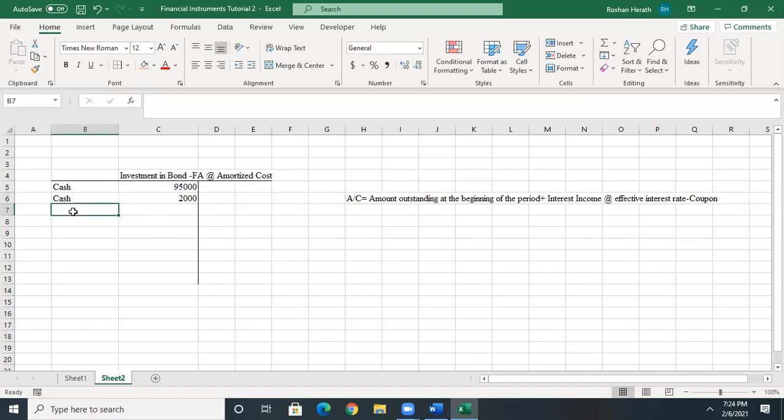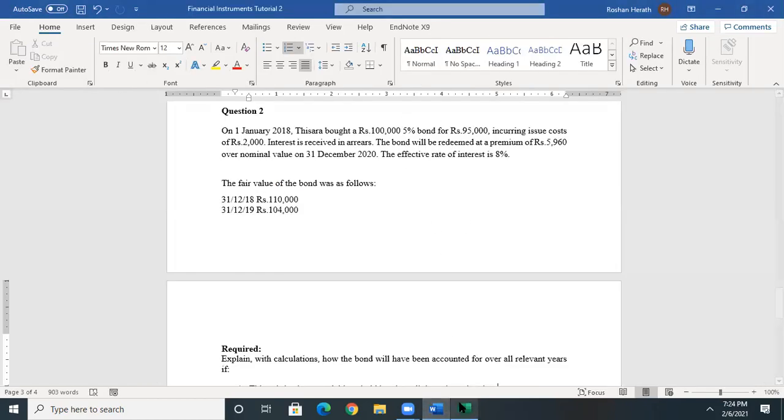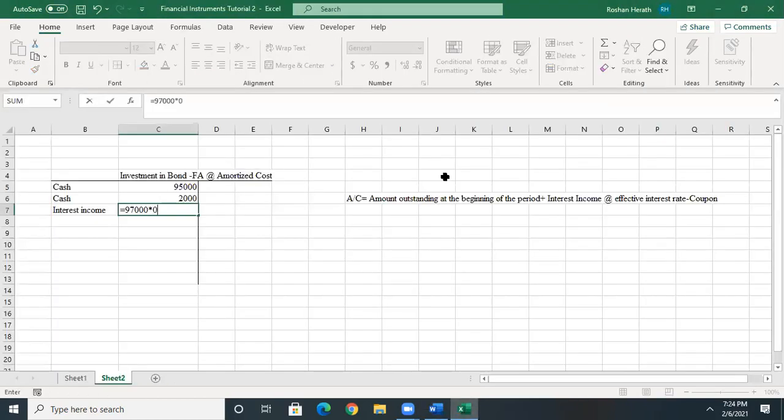Okay, let us apply that interest income. How much it's going to be? 97,000 is the amount outstanding at the beginning of the period. The question says that the effective interest rate is 8%. So once you apply 8%, this is it.